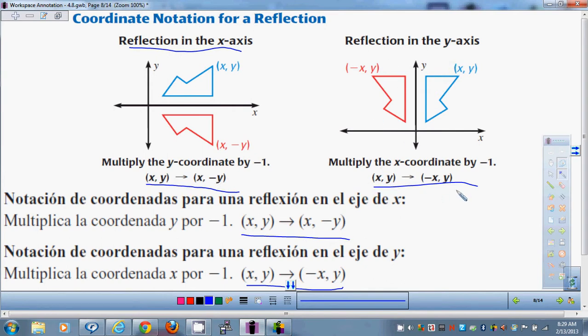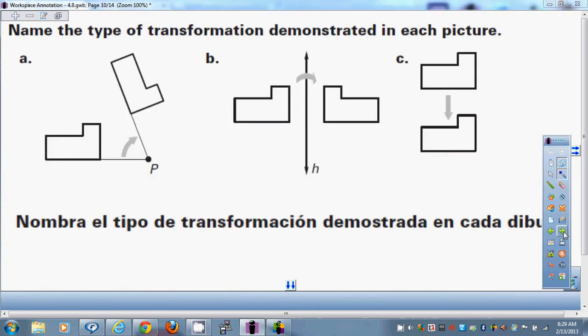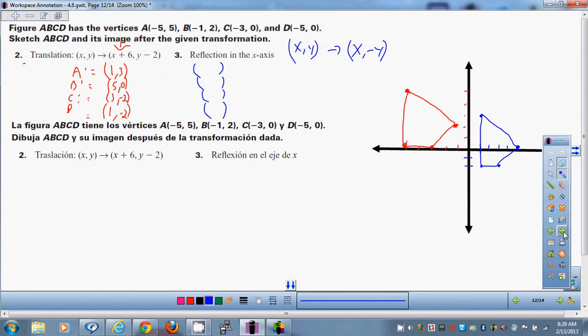So anyway, here we go. What's the only thing that's changing? The y. We're just going to change the sign. So all the x's are staying the exact same. So it'd be negative 1, negative 3, and negative 5. None of the x's are changing. Only thing that's changing are the y values, and we're changing their sign. So that'll be negative 5.